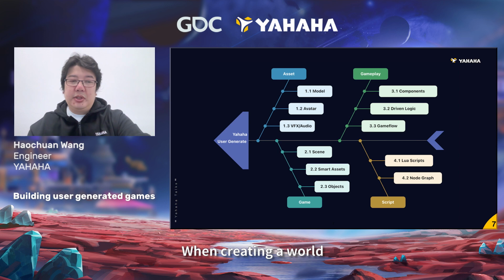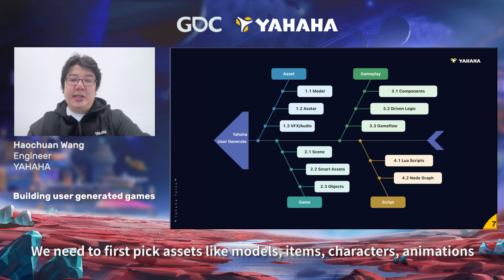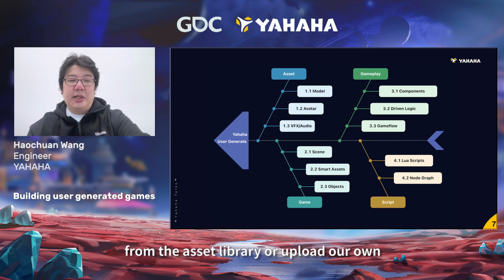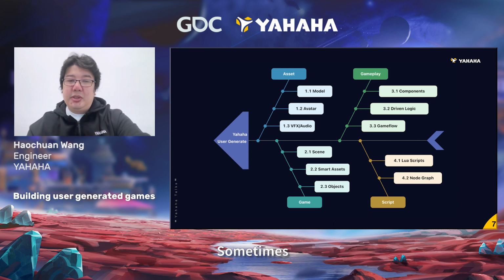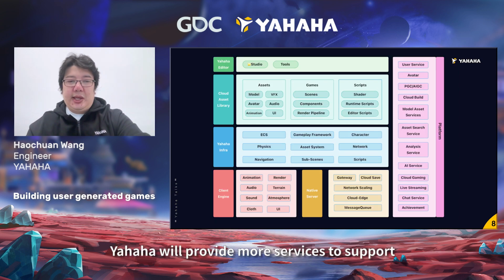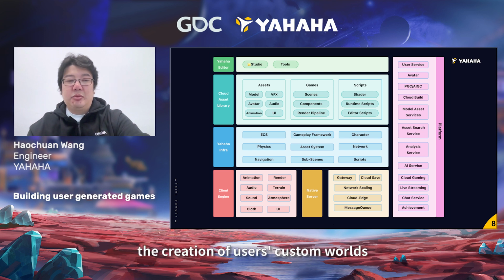When creating a world, we need to first pick assets like models, items, characters, animations, sounds, and scenery from the asset library, or upload our own. Edit them in the hierarchy to compose the scene. Then bind the asset and the logic together to bring the world alive. Sometimes customized scripts are also necessary. In fact, Yahaha will provide more services to support the creation of the user custom worlds.